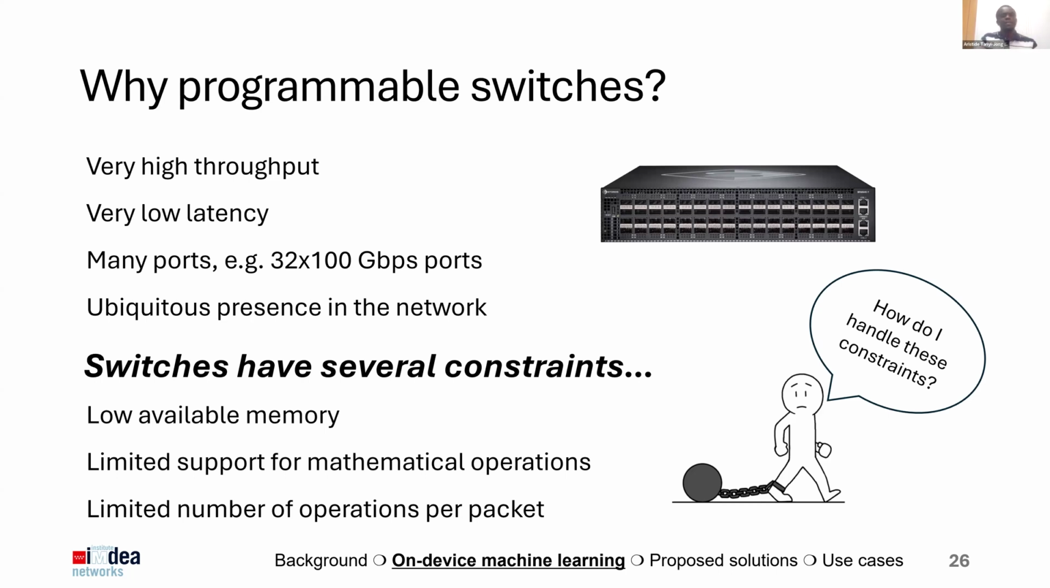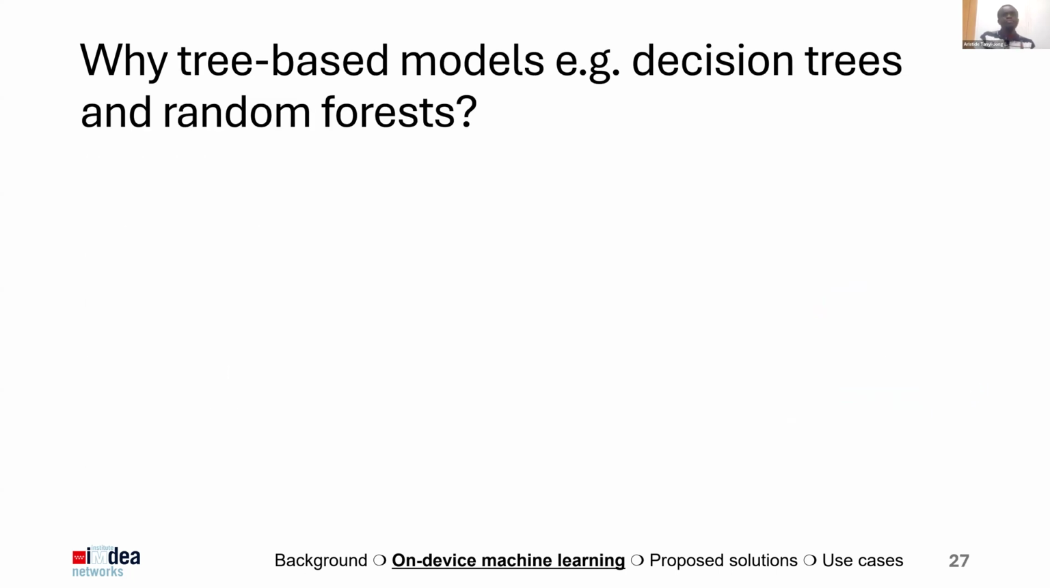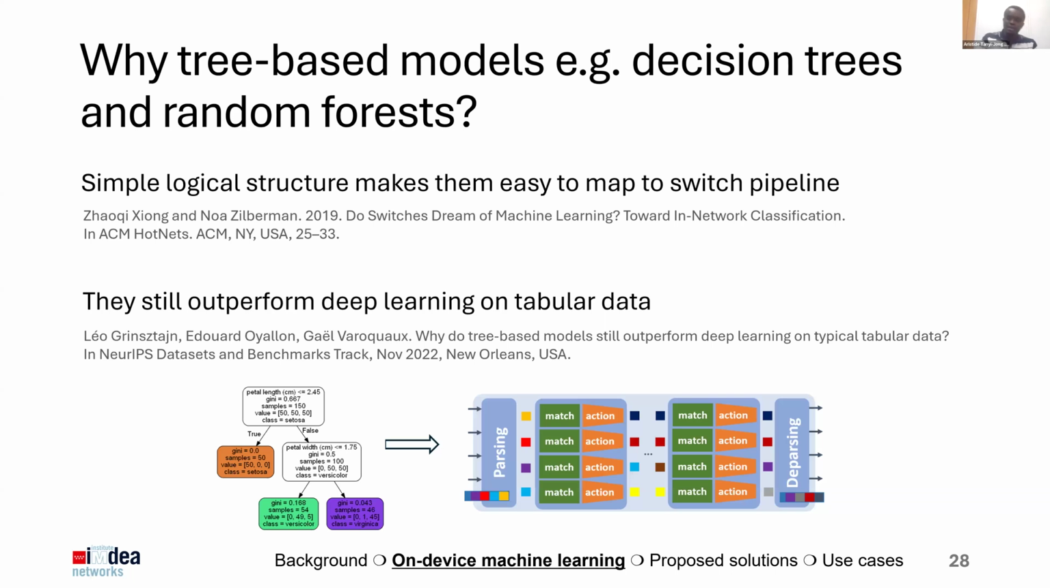And I would say that justifying why we use tree-based models is already one answer to this question, because tree-based models are actually simpler, okay? So why are we using tree-based models? It actually answers part of the question. The main reasons are two. The first one is that the structure of the tree is very simple and makes it easy to deploy onto the pipeline of the switch.